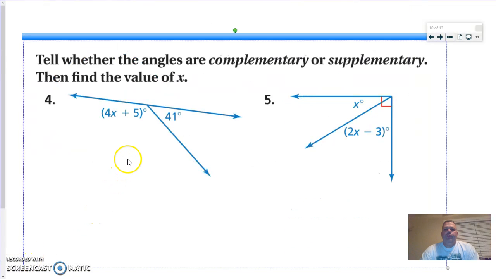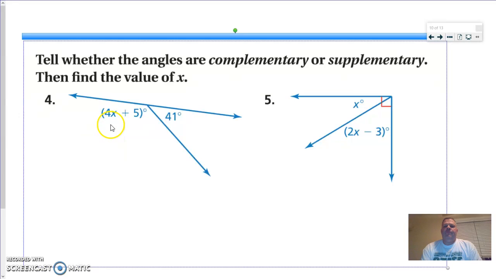The first angle, hopefully you can determine that it is supplementary. The second angle, you can hopefully determine that it is complementary because of the 90. Please pause the video. Try to find the value of x for each of the two problems. Restart the video when students are ready.